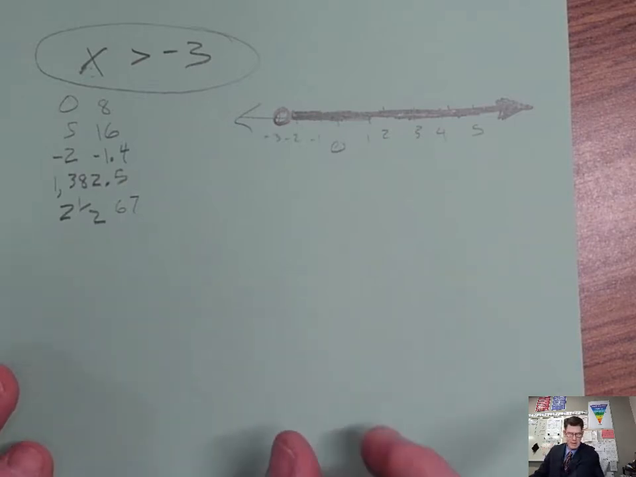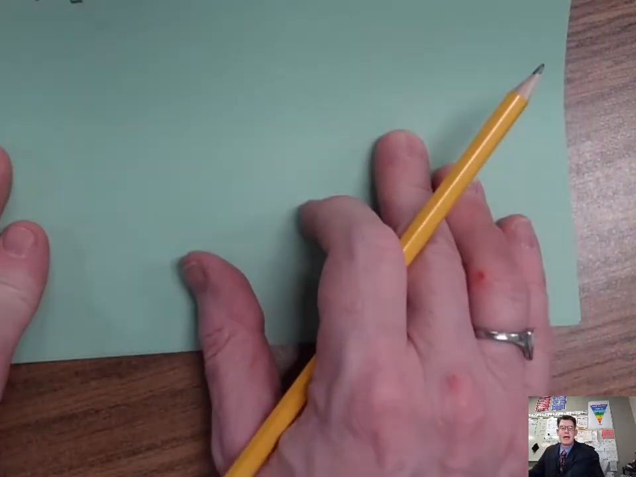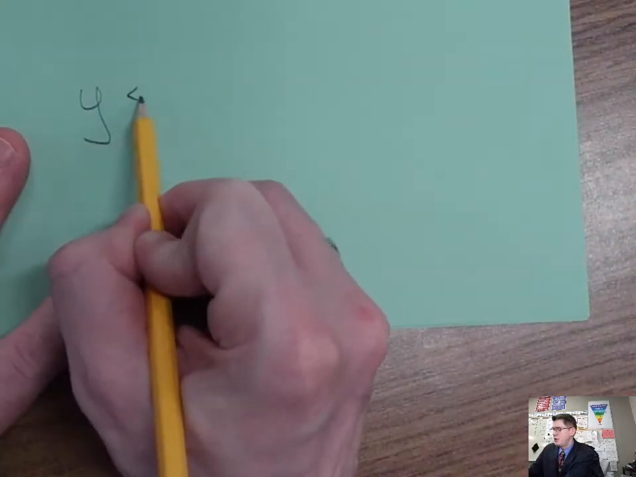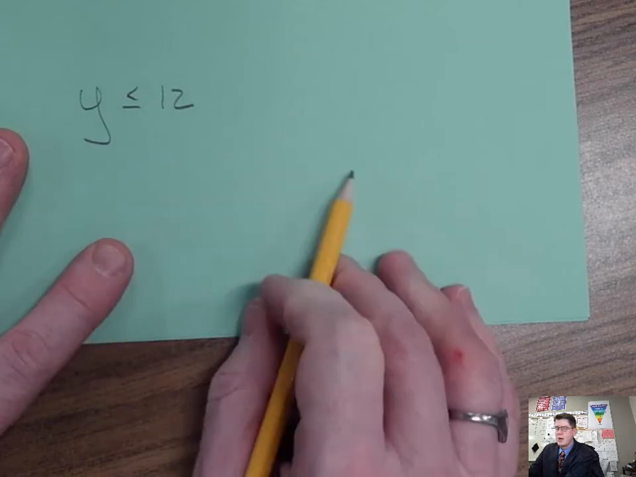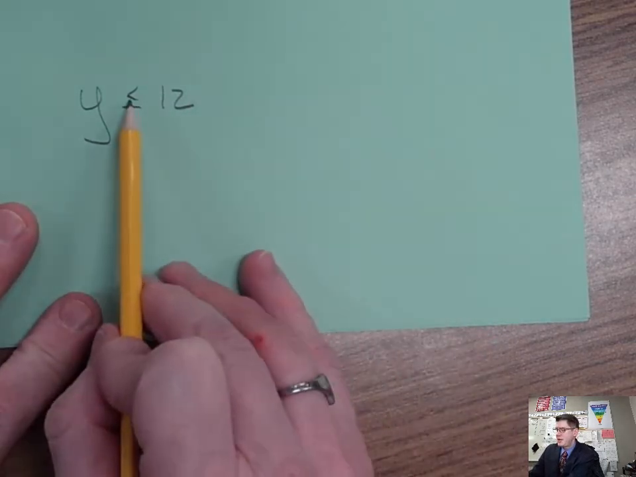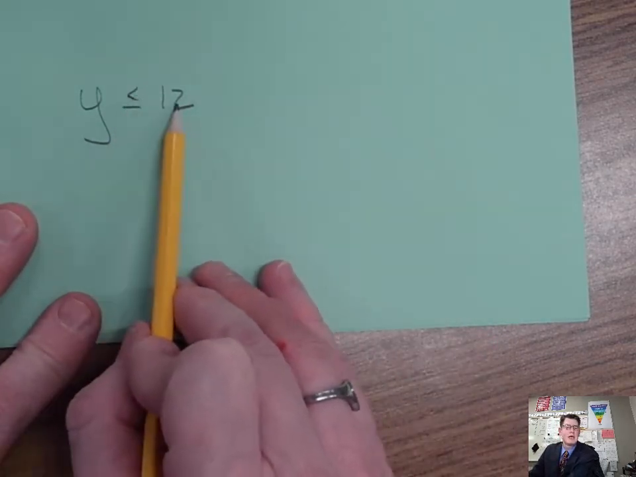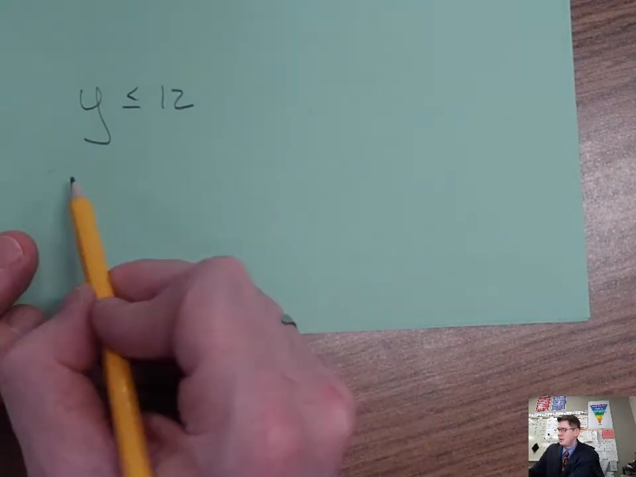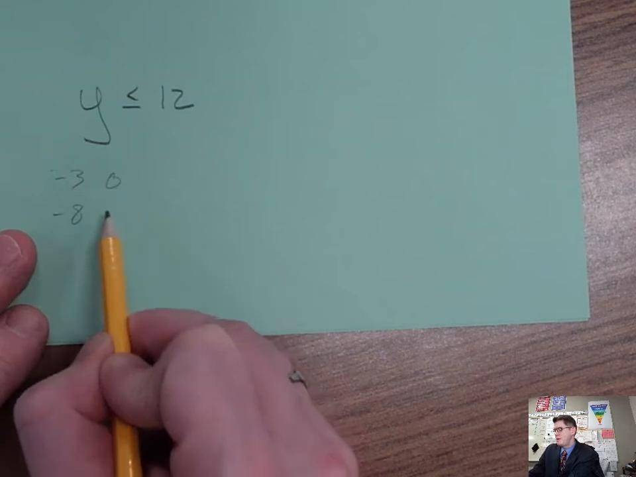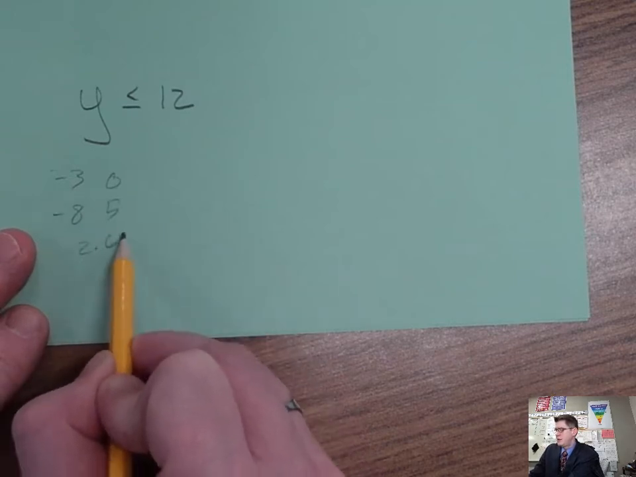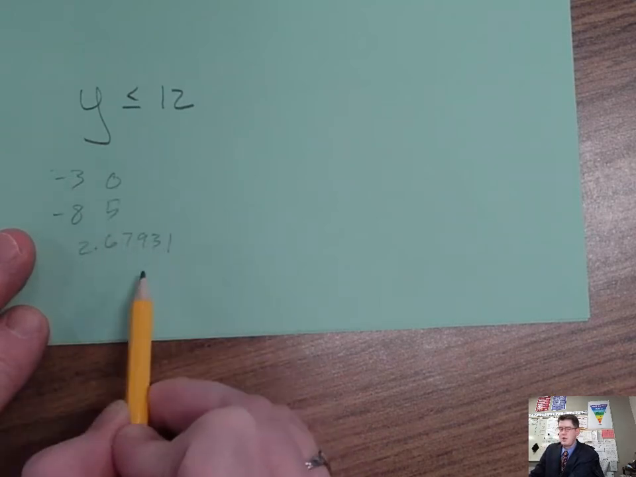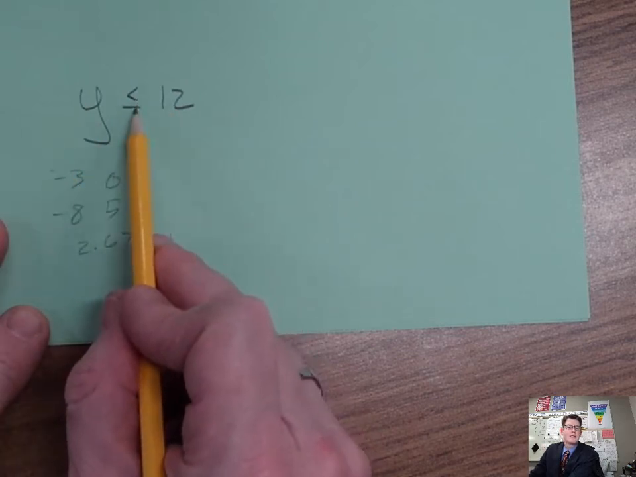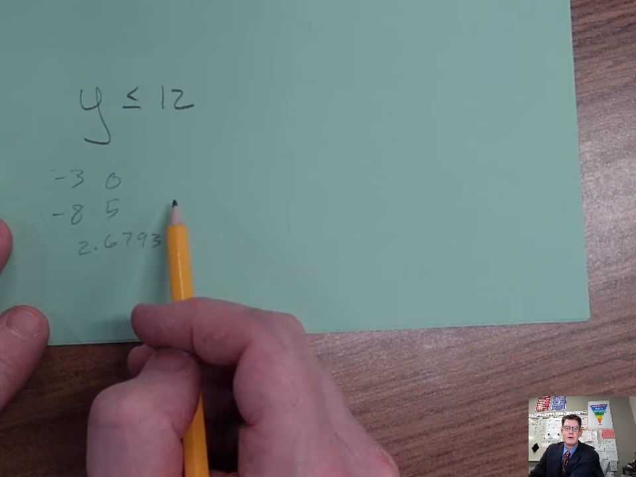There's many answers it could be. Well, what if I say that we're looking at all the numbers that are less than or equal to 12? Think in your mind of all the numbers that are less than or equal to 12. I could write them all out here. There's an infinite number: -3, -8, 0, 5, 2.67931. There's an infinite number of numbers that are less than or equal to 12.